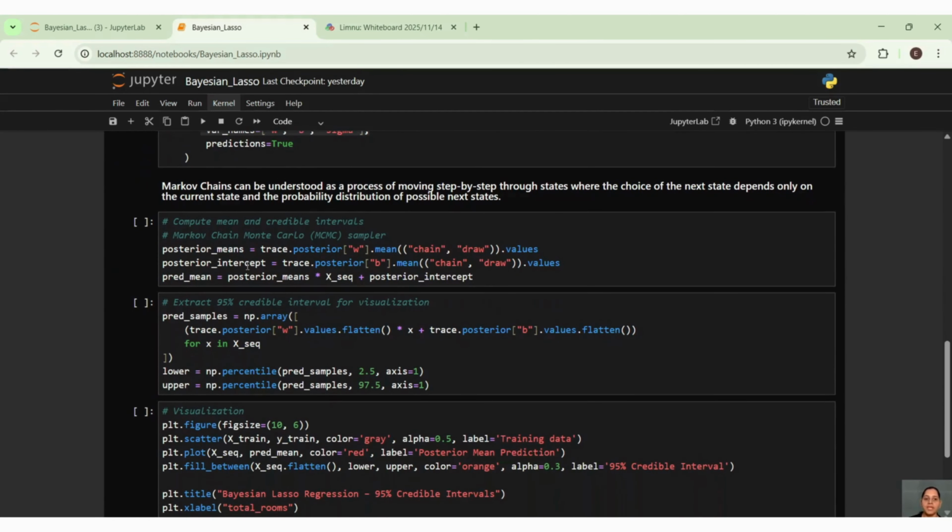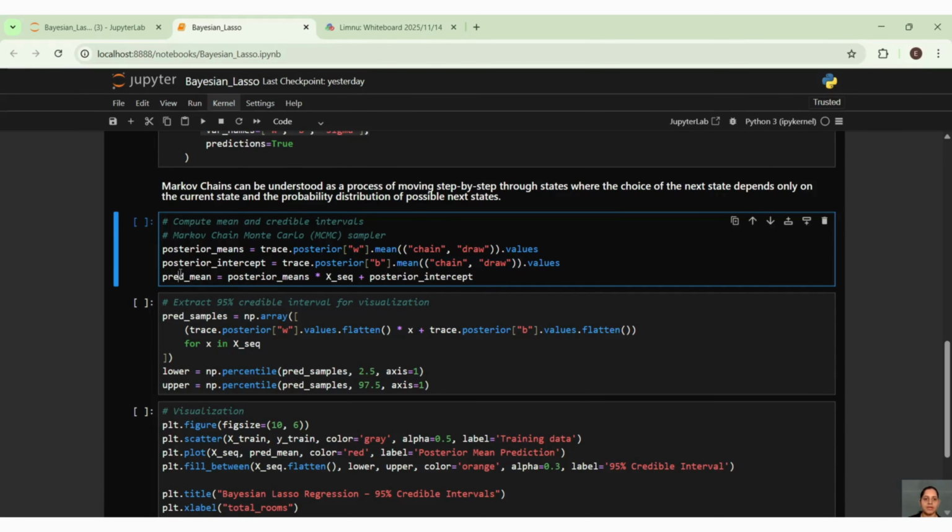We will get our mean and intercept, correct? The same thing we got in our ridge model. So here we are getting our mean. This is the code for that: trace posterior W mean dot mean chain draw values. Then posterior intercept, right? We are getting our intercept. This is your intercept, this is your angle, correct? Then we are getting the same thing.